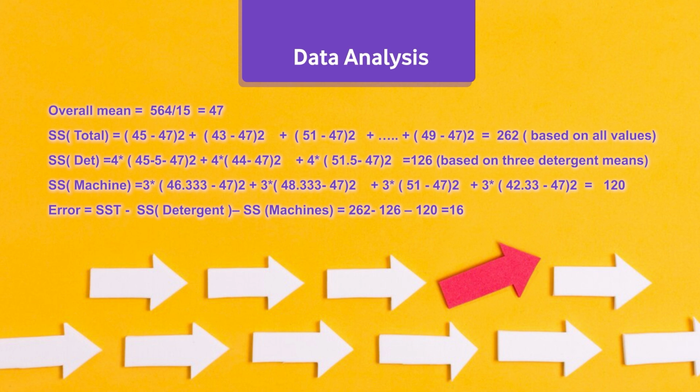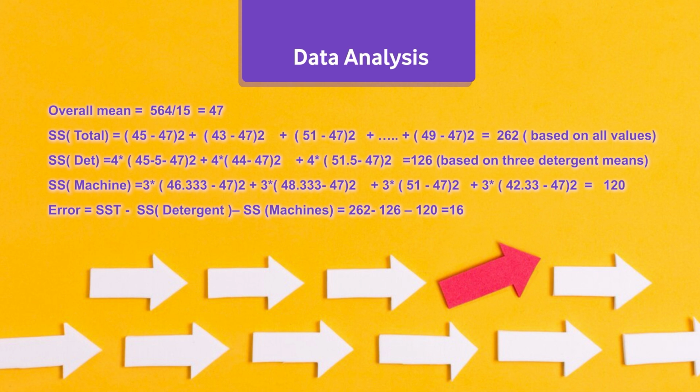The second term would be the mean of the second detergent, 44, minus the overall mean, 47, square of that, into 4, because 44 is the average of 4 values. And for the third detergent, the mean is 51.5 minus the overall mean 47, square it and multiply by 4, because the mean for the third detergent is also based on 4 values. So, this will be the sum of squares due to detergent.